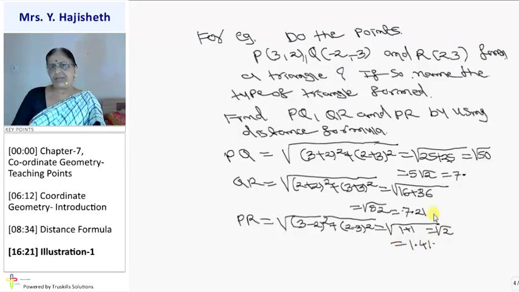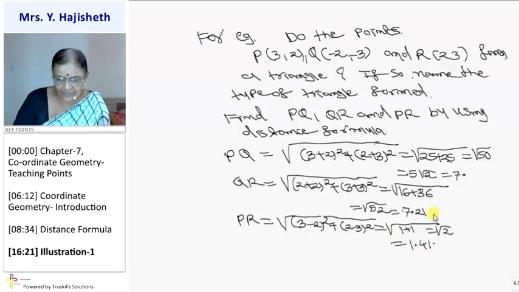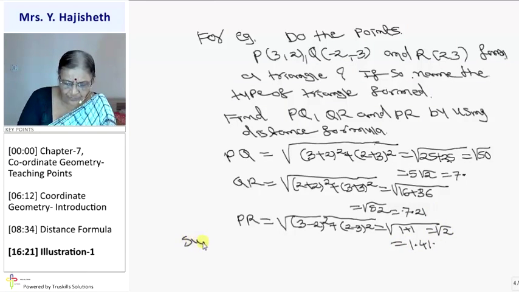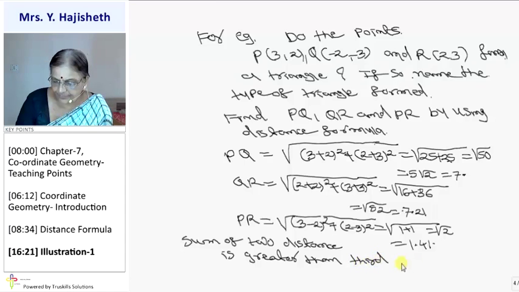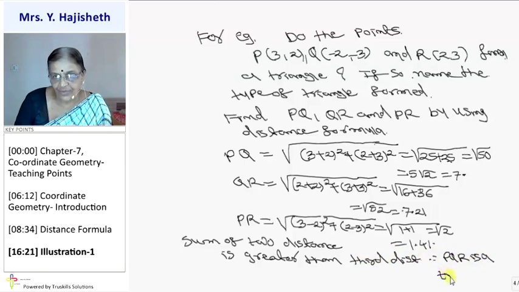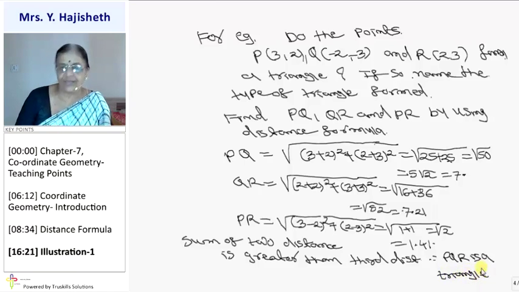Now whether they represent a triangle or not, for that I have to check the sum of any two sides, meaning the sum of any two distances is greater than the third one. Therefore, PQR is a triangle. So we got the answer to one question.